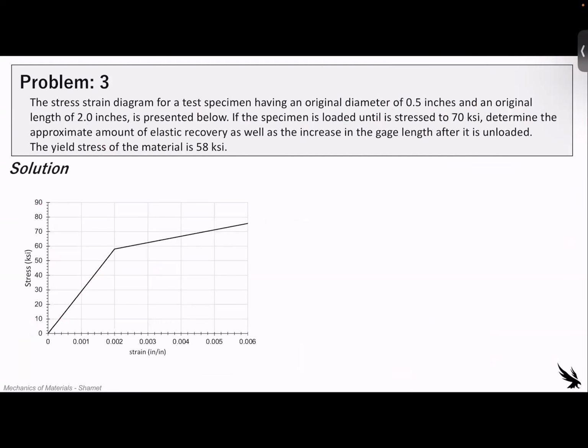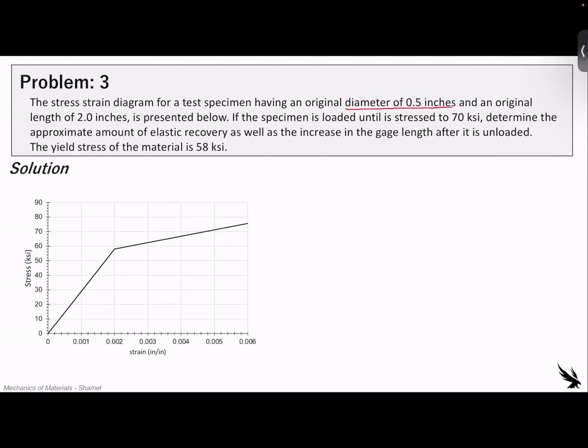All right, let's switch it up a little bit and do some problems on some stress-strain data. So we have a cute little graph down here. It is a little bit simpler than your homework 1 stress-strain graph. But nonetheless, we're told that it's from a test specimen having an original diameter of 0.5 inches. So original diameter, that means it's a circle, 0.5 inches. Cool, we got that. An original length of 2 inches.